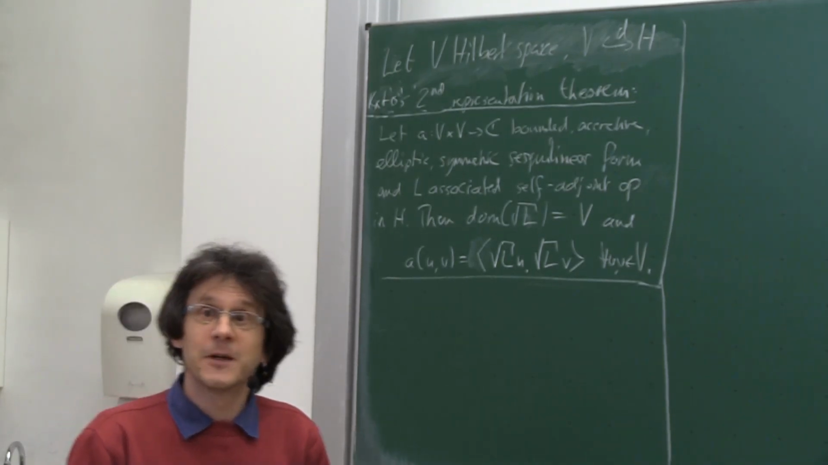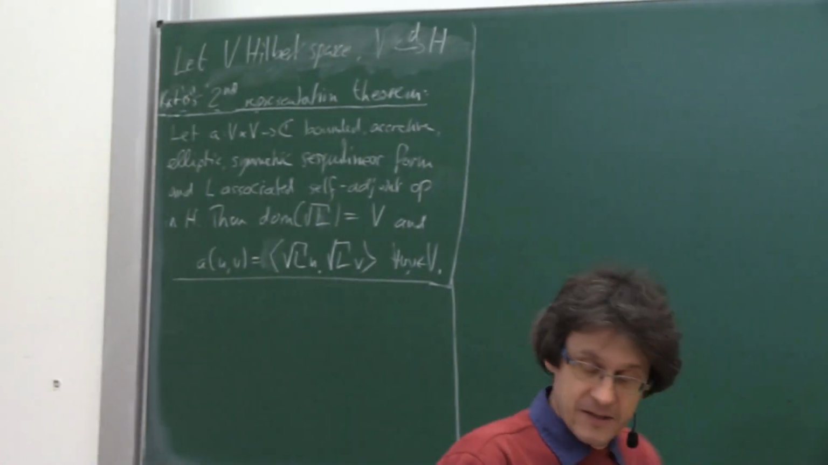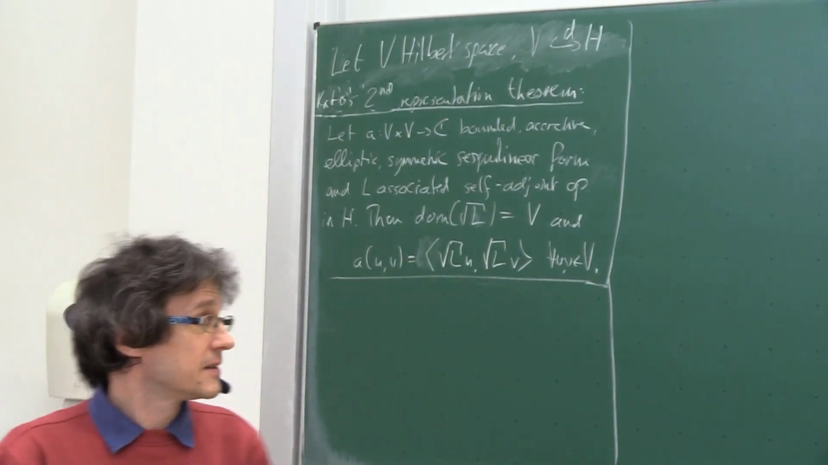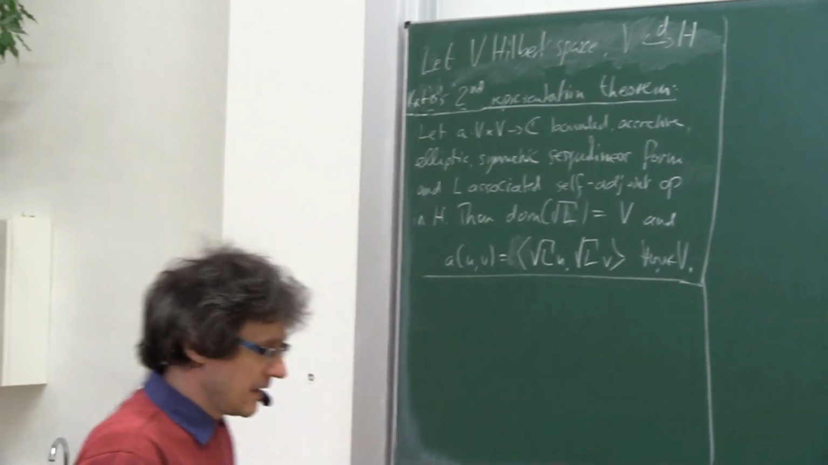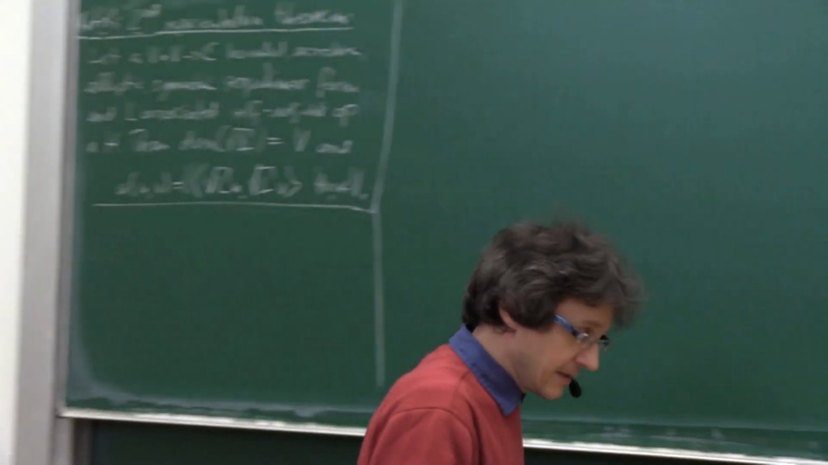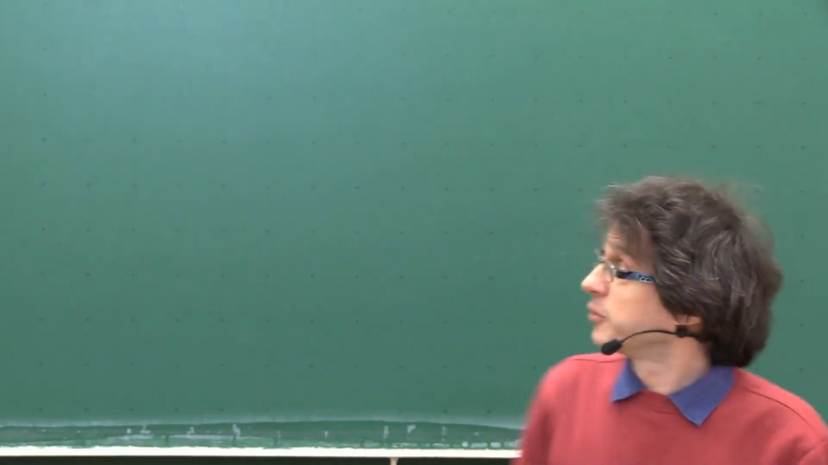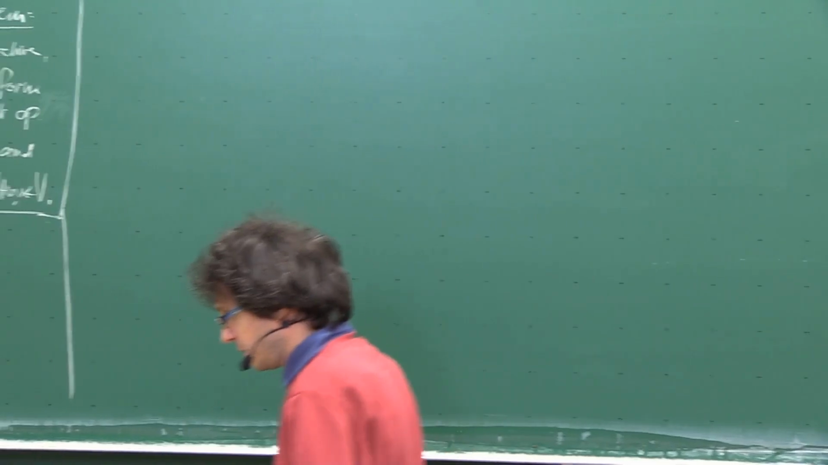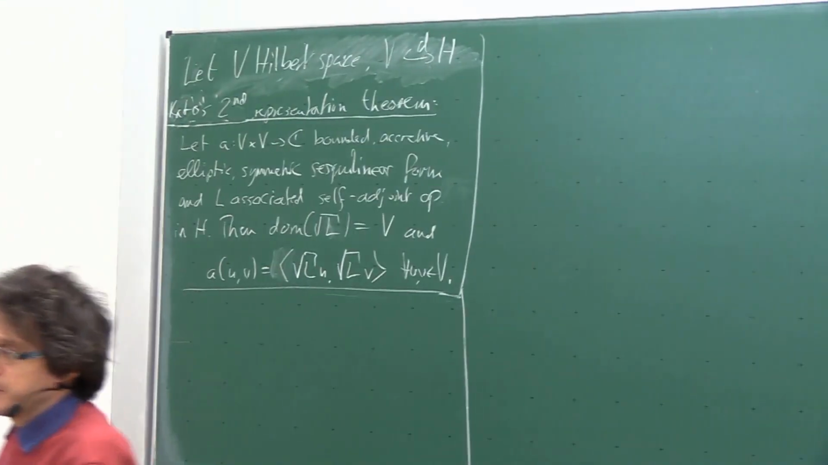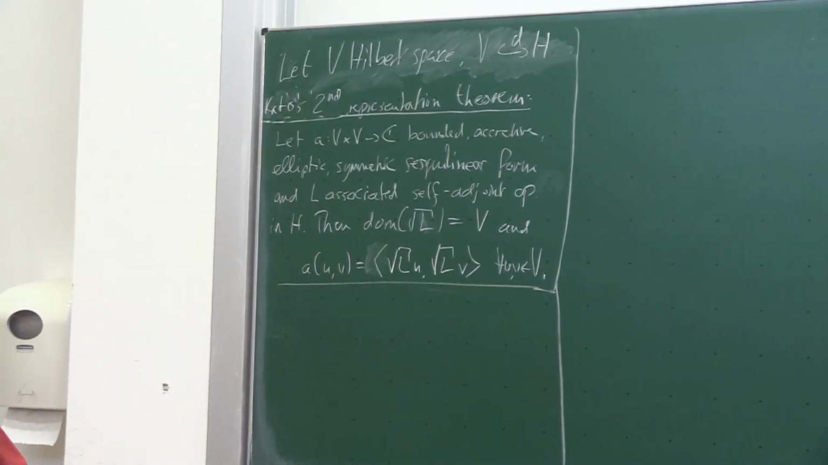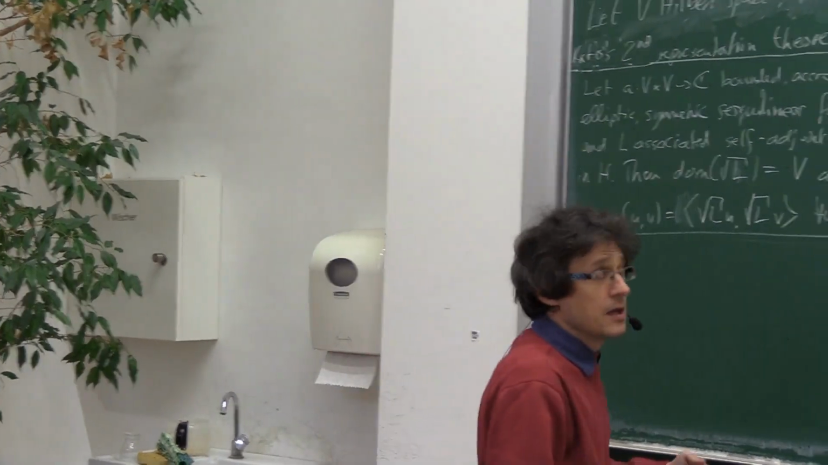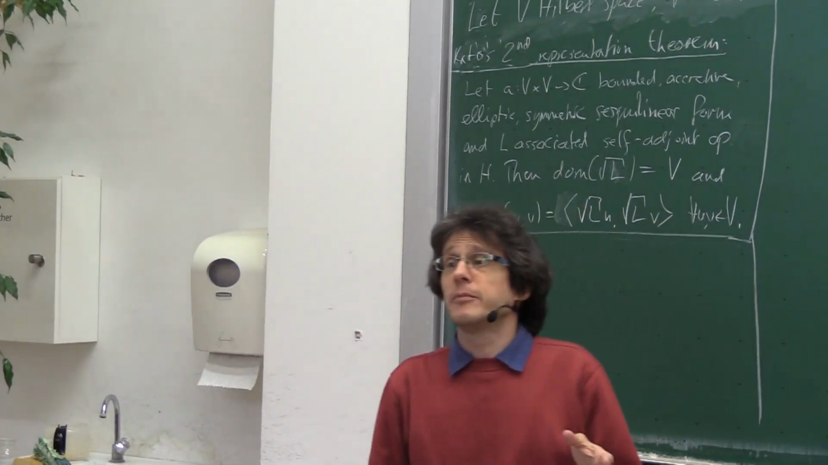Okay, so welcome back to the second part of this sixth lecture. And at the end of Monday's lecture, I proved the so-called second representation theorem of Kato, which was looking at all the things that we had done before about fractional powers. This was no longer complicated.